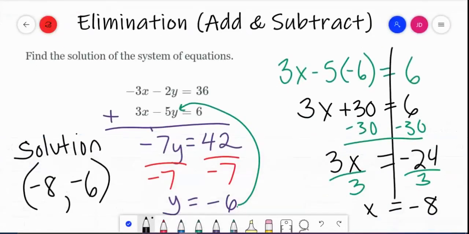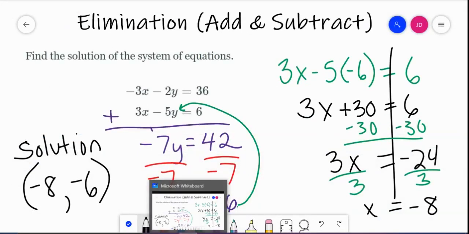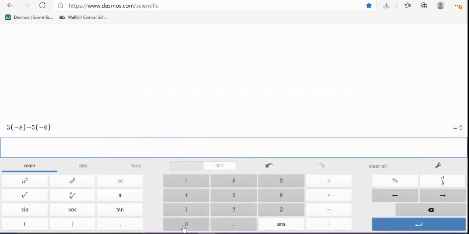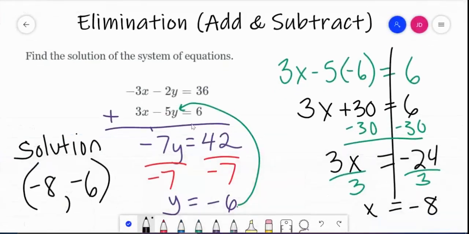That is 6. And then I could do the same thing, negative 3x minus 2y. So negative 3 times negative 8 minus 2 times negative 6. And that is 36. I think that said 36. Yep, it worked there.